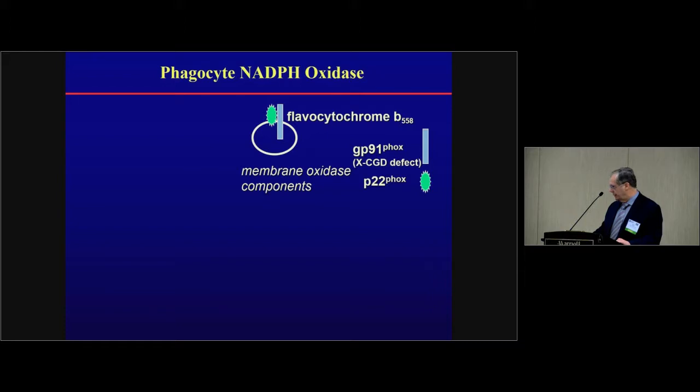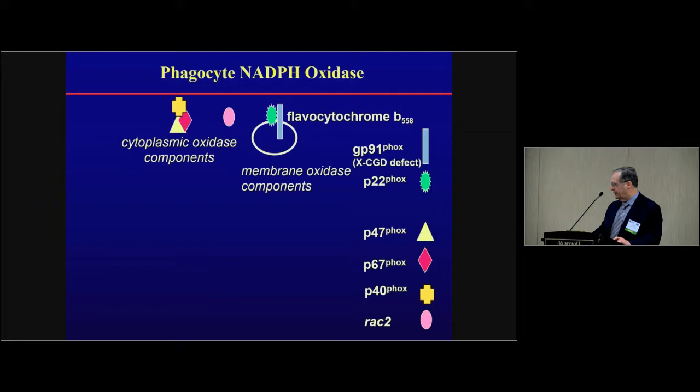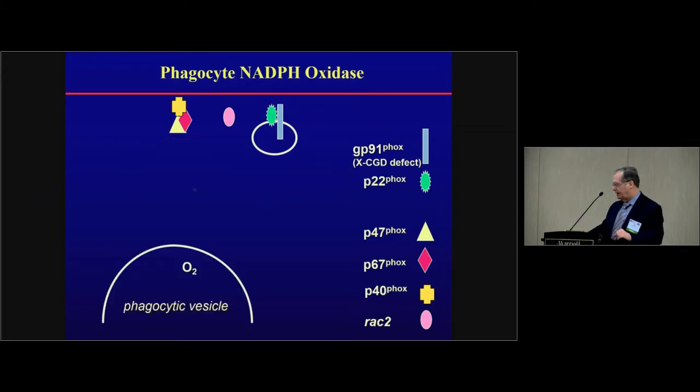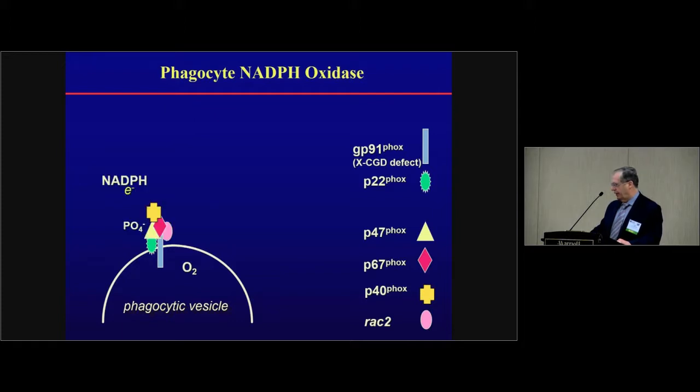So just to remind you what this is, in the resting neutrophil, this is a multi-subunit enzyme. Some things exist in vesicles, some things exist in the cytoplasm, and when the cell's activated and encounters a microorganism in the presence of oxygen, all these things come together at the phagosome, and electrons flow from NADPH to oxygen to make superoxide, and then within the cell this is converted to hydrogen peroxide and hypochlorous acid, which all work to protect the host.